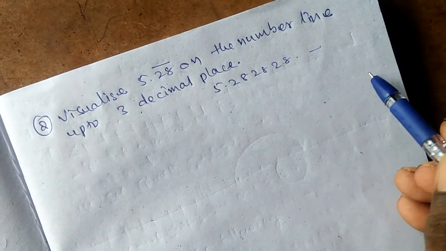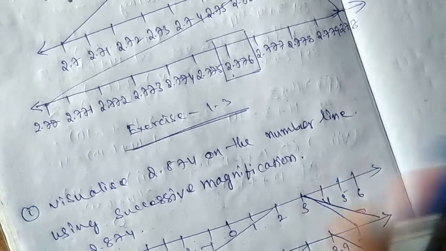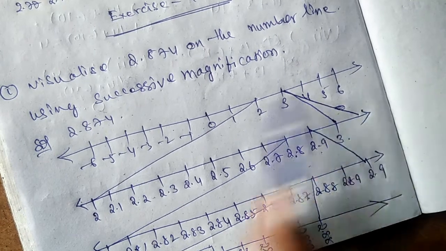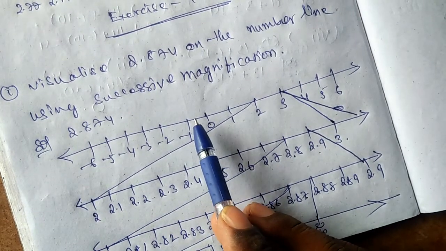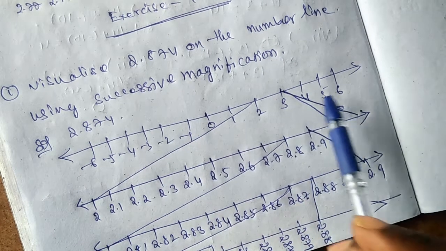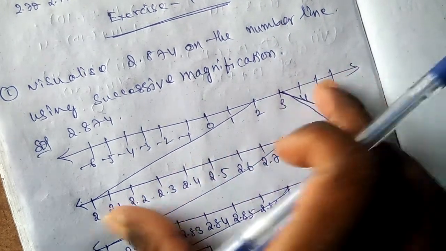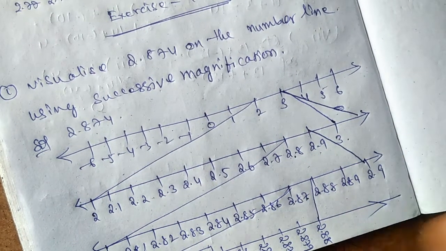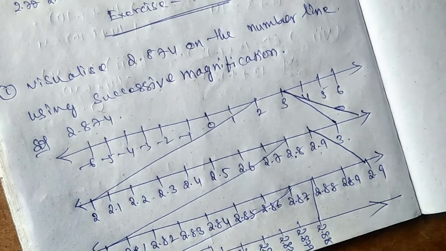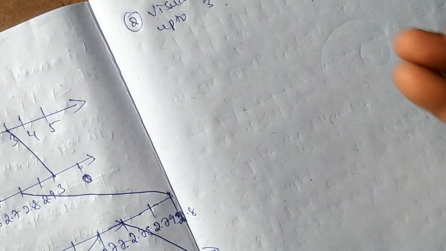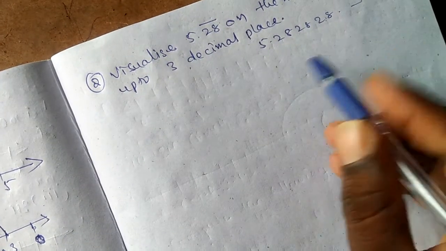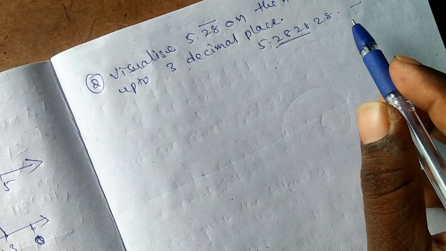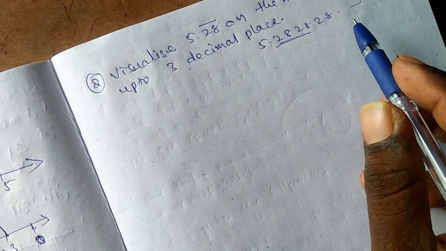Again you have to take a number line, same as this one. You have to draw a number line with 0 at the center, this side positive numbers, this side negative numbers. So it is 5.28, no? So it lies between 5 and 6. This portion should be magnified and divided into 10 equal parts, and write the same way. So you have to find up to 3 digits. 3 digits means you have to solve 5.282. These 3 digits you have to represent on the successive magnification. Understood?